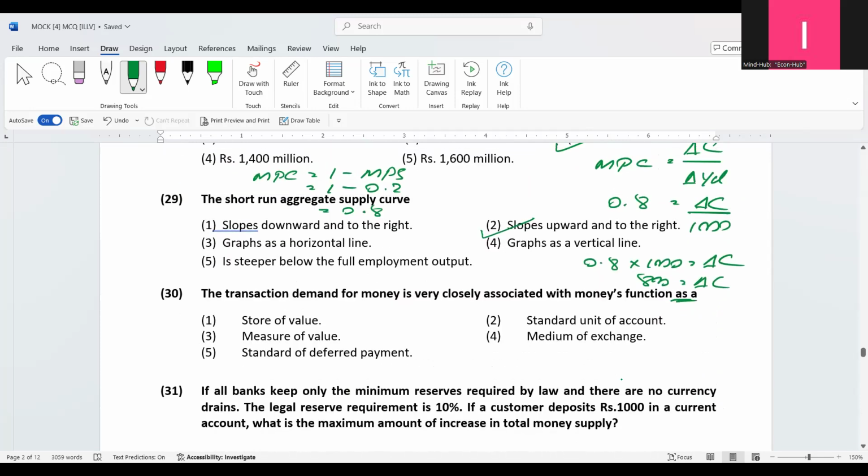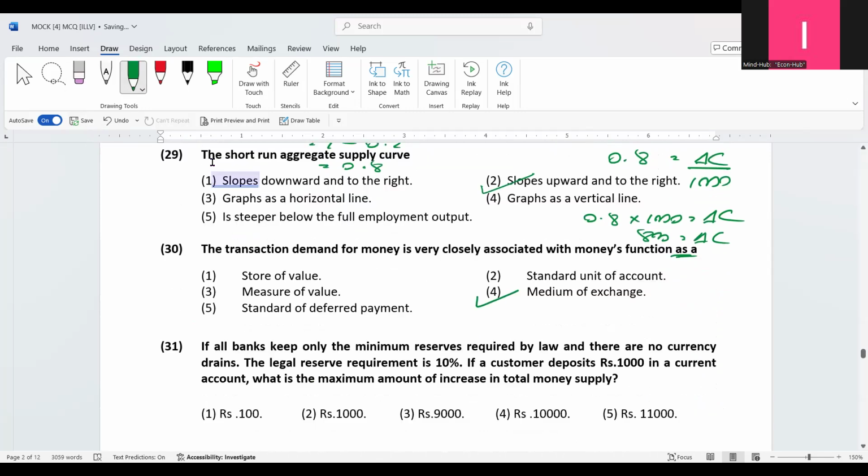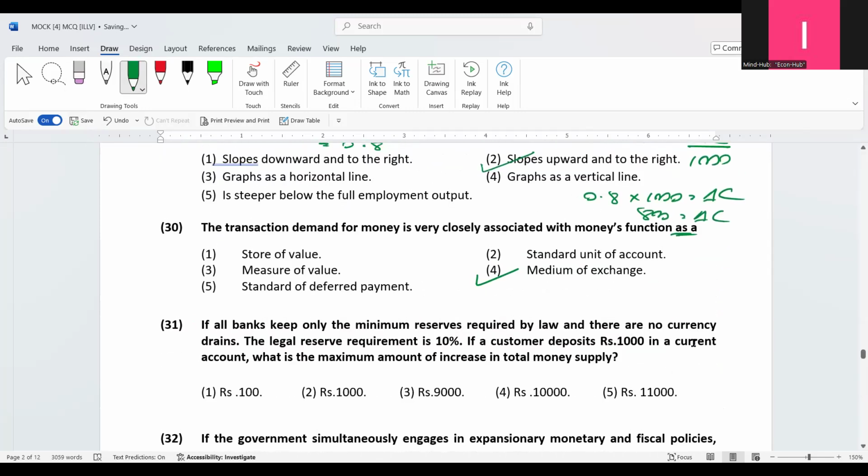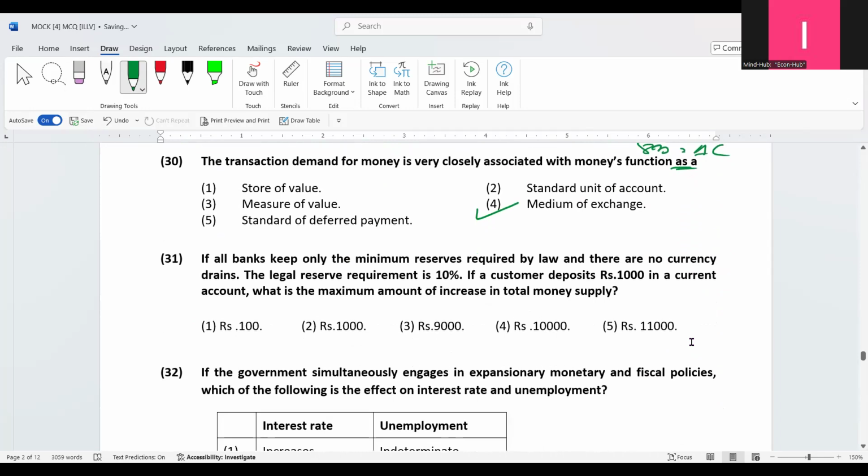30. The transaction demand for money is very closely associated with which function? Come on, you guys know this. It's a straightforward question for you. Store of value? Sorry, transaction. Medium of exchange. Done. Transaction and precautionary, both medium of exchange.